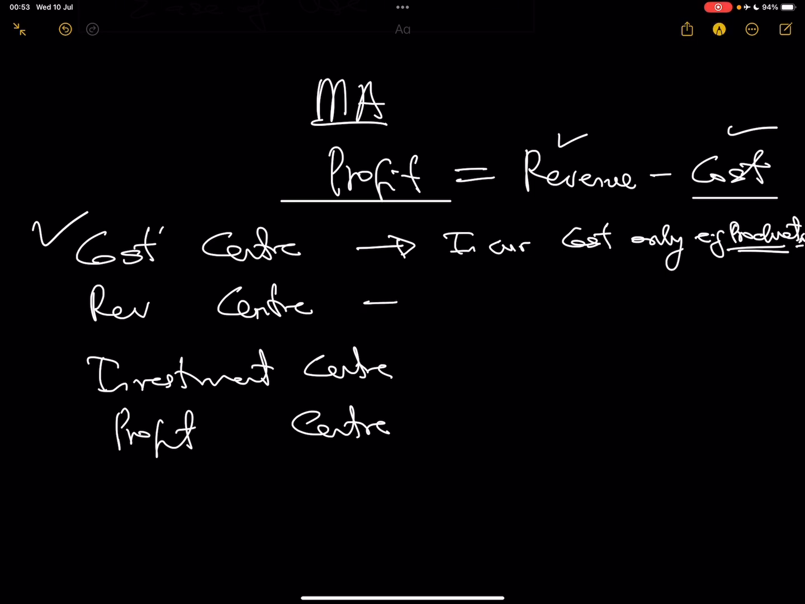Now, a revenue center is a department or a center or function that generates revenue. This is just revenue. So it makes revenue and not cost. They only make revenue. A profit center is where you have both revenue and cost.